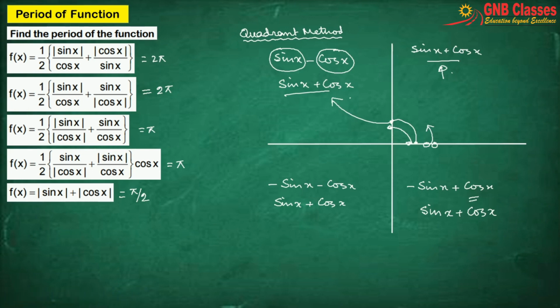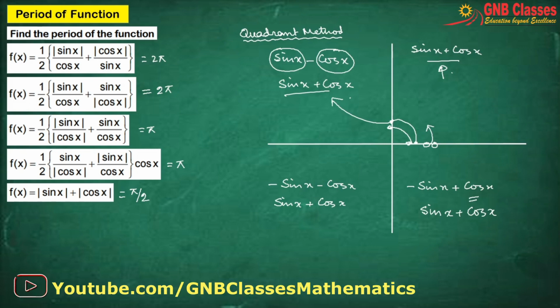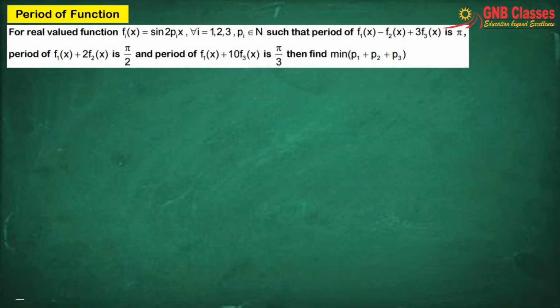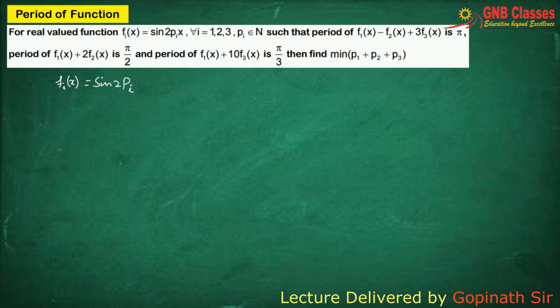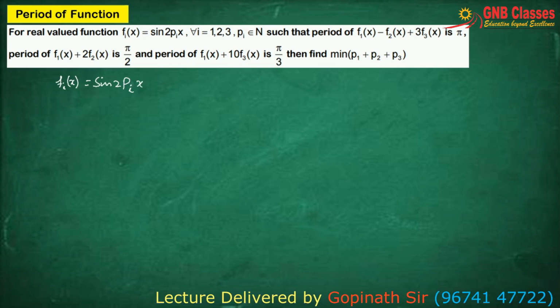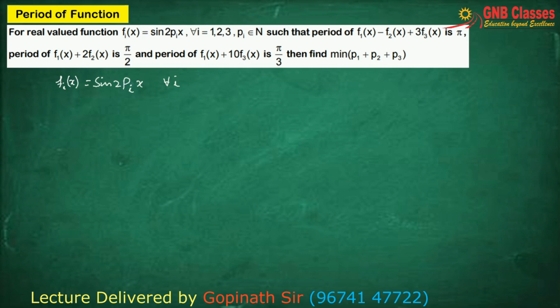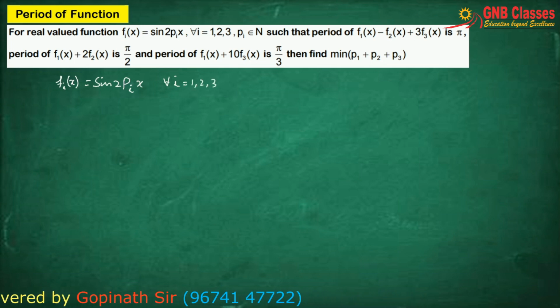Okay. Now let us try some other problems in finding the period of a function which is not directly related to the method that I just taught you, which is the quadrant method. See this question. They have said that f_i(x) is equal to sin(p_i x), and this is true for all i equals 1, 2 and 3.